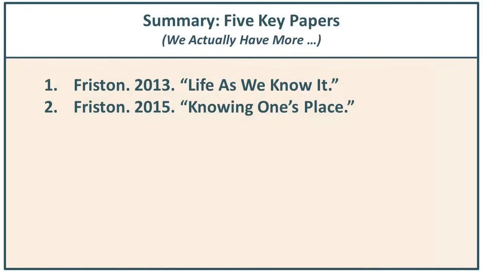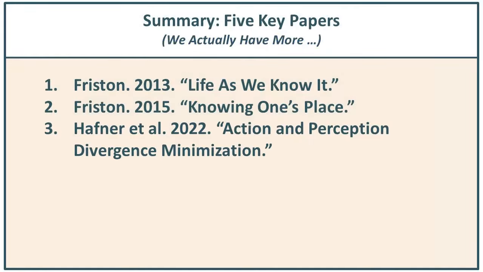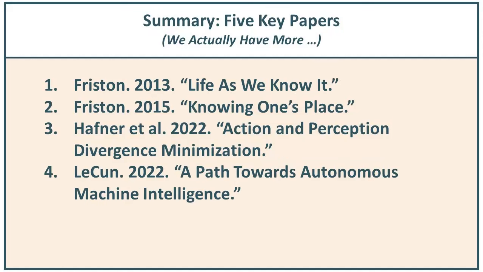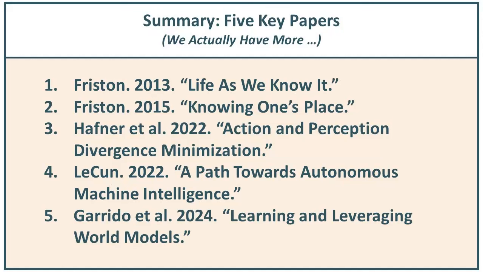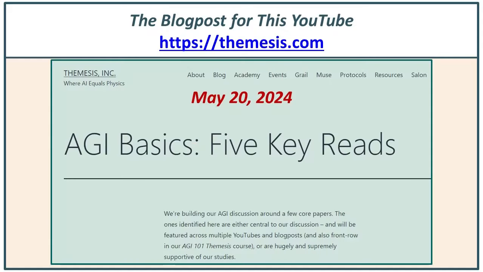So we've got, of course, the 2 key Friston papers, 2013 and 2015, followed by the Hafner et al. paper, 2022. Then we're going to have LeCun in 2022, and then Garrido and colleagues, including LeCun, in 2024, very recent, just within the past few months. And of course, we'll be adding more. But this is a great starter set, so let me invite you to stash these. The links, of course, are all in the blog post.